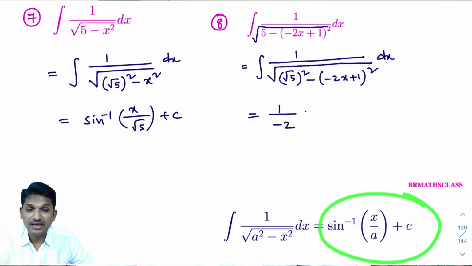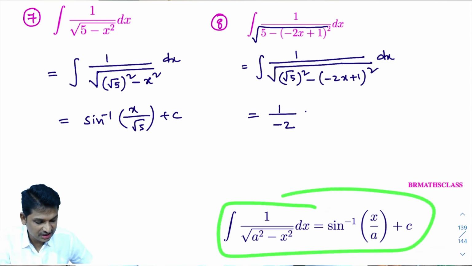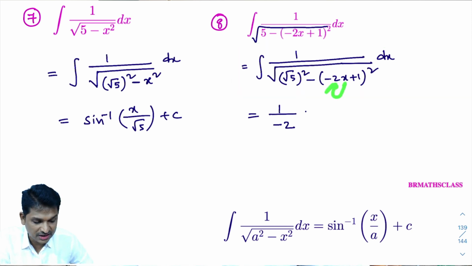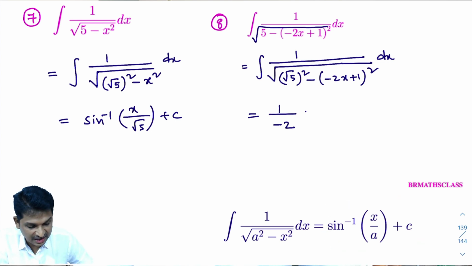What are you learning? You learned this formula. In this formula, in place of x, if ax plus b is present, we can write its answer directly. How to write its answer directly? This answer starts with 1 by x coefficient. What is the x coefficient? Minus 2. Now, I am going to apply this formula. Sine inverse is there. I will write sine inverse of, look here.